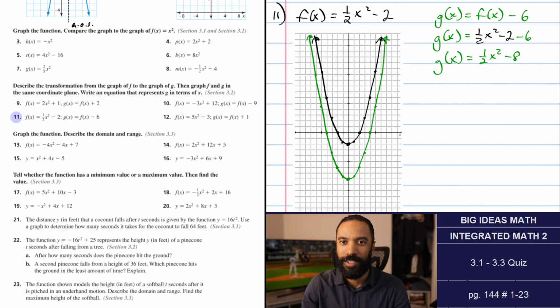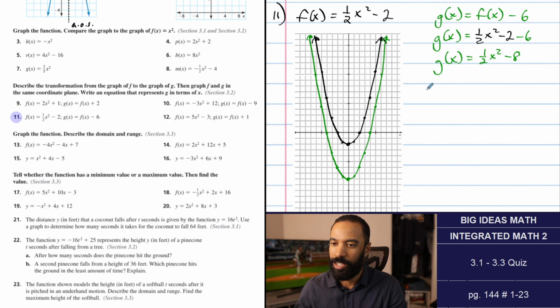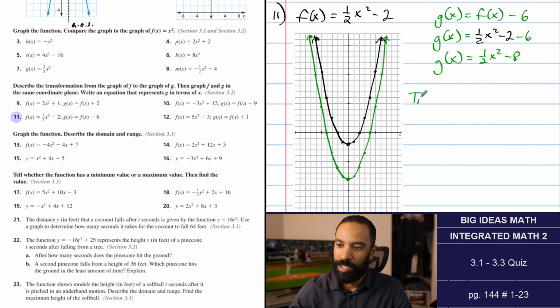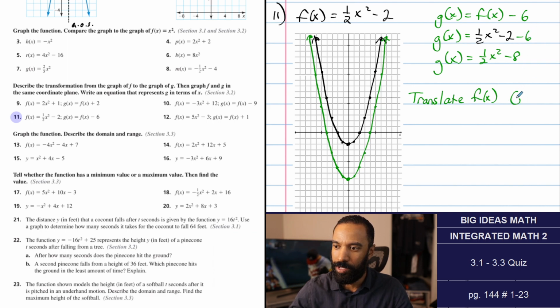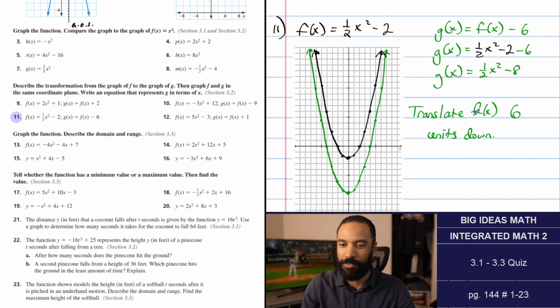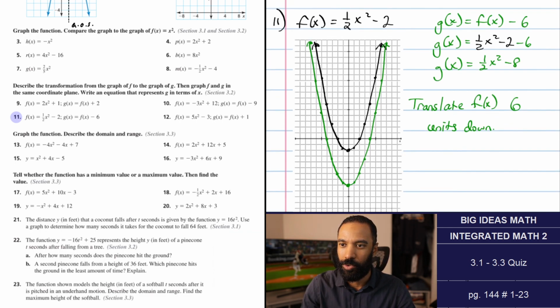Okay, man, that one is looking beautiful. Let's write here. We're going to say translate f of x 6 units downward to make that good old g graph. That's looking quite good right there.